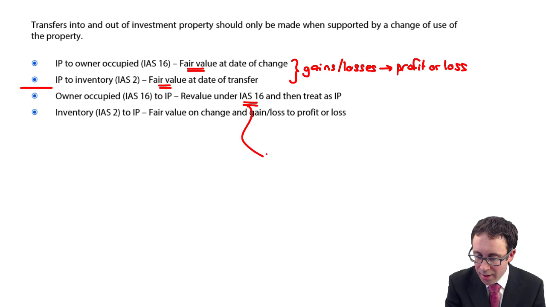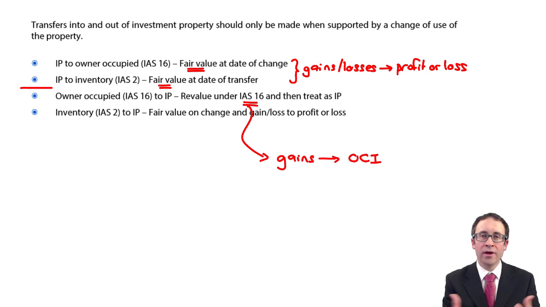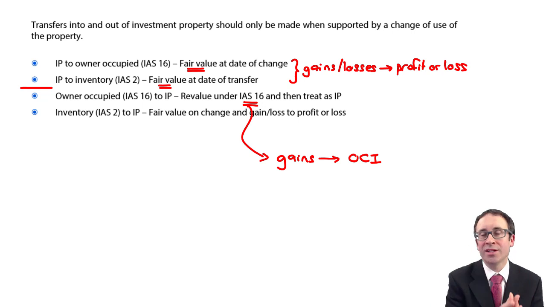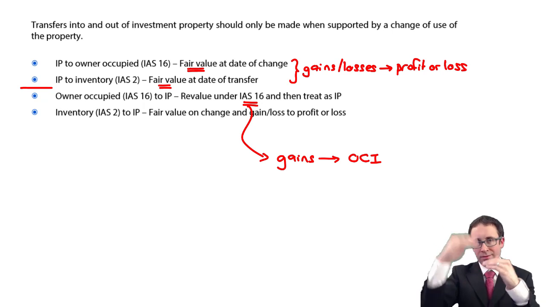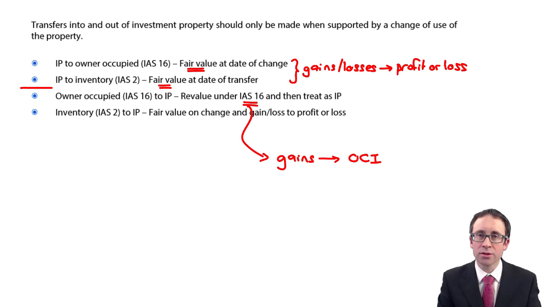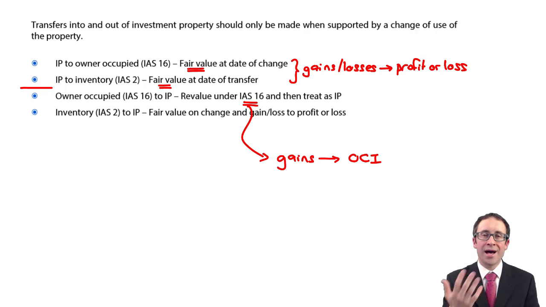So what that then means is that you will have your gains obviously go through there to OCI. If there are losses, remember under IAS 16, they will go to OCI first and then any excess to profit or loss. So it's just a normal IAS 16 treatment before it then gets transferred into investment property. Okay, and then that fair value becomes the fair value of the IP and movement up and down, gains, losses, profit or loss.